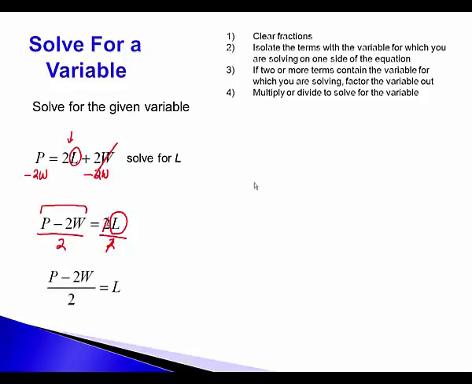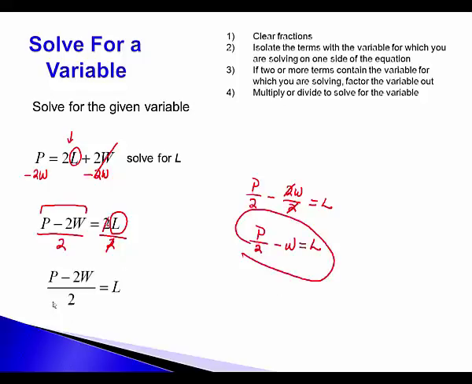You could have said P divided by 2 minus 2W divided by 2 is equal to L. Then you could have canceled here, and your final answer would have been P divided by 2 minus W is equal to L. This answer and this answer are equally good. You just simply cannot cancel the 2's here and tell me you're okay. Let's look at another problem.